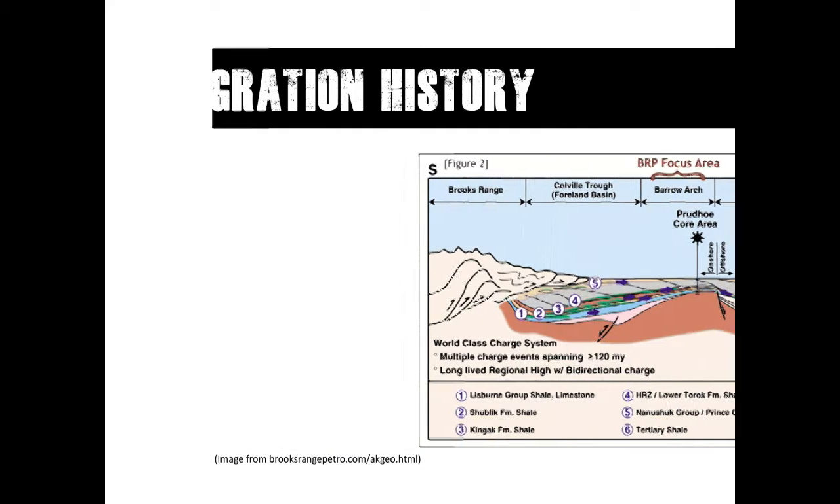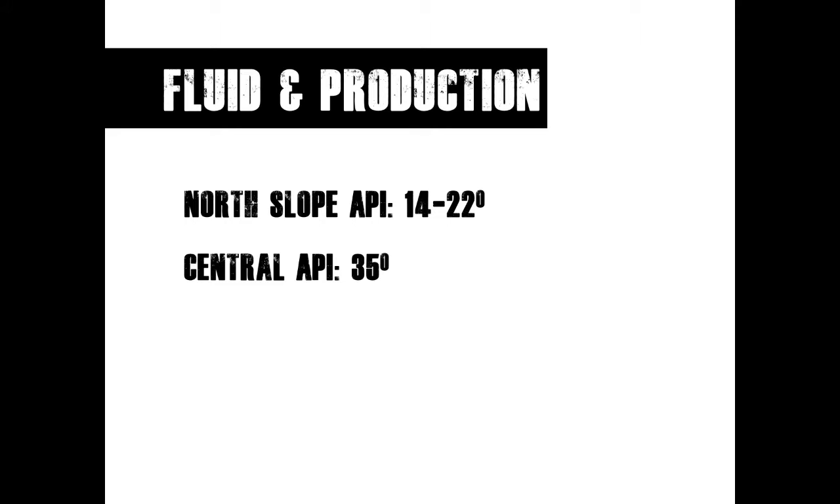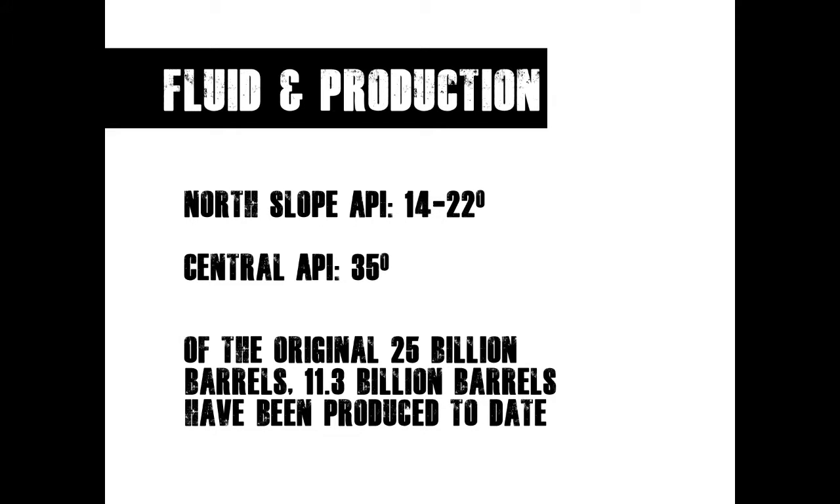Along the north slope, oil resources are dominated by heavy oil, with APIs ranging from 14 to 22 degrees. The central region has an API gravity of 35 degrees, and the east is mostly dominated by gas condensate. Of the original 25 billion barrels of oil in place, about 11.3 billion barrels have been removed at this point.